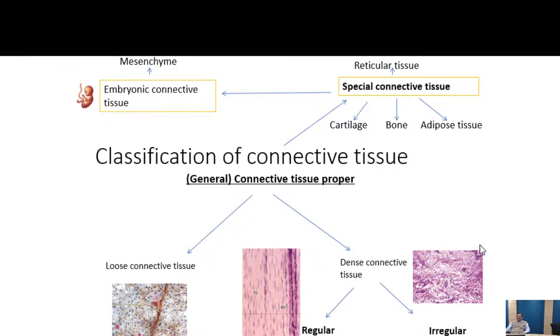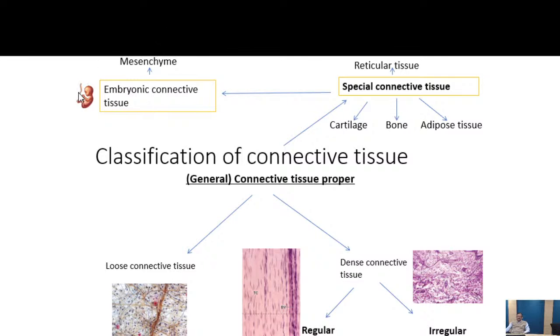and if the fibers are present in a haphazard manner in three-dimensional orientation, then it is called irregular dense connective tissue. Examples are the capsule of organs, deep fascia, and the reticular layer of the dermis. And when you look at special connective tissues, there is a type of connective tissue present in the embryo, which is known as mesenchyme.